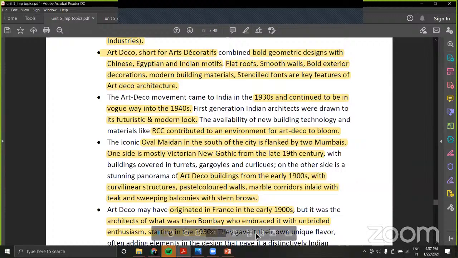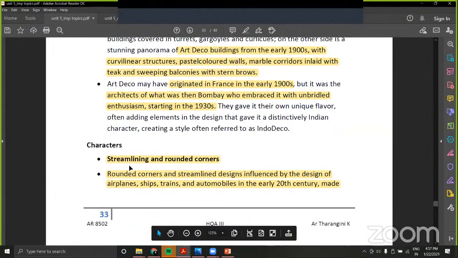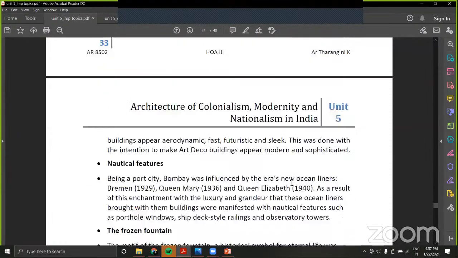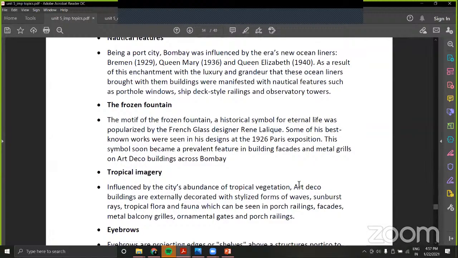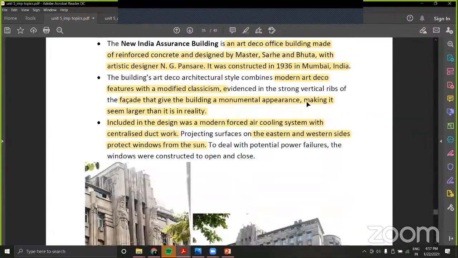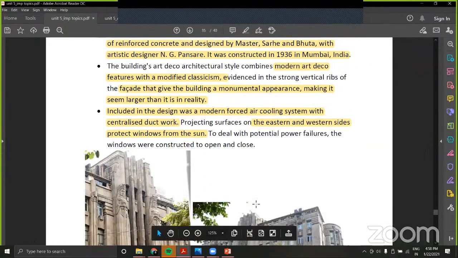sweeping balconies with stained glass. The original characteristics were streamlining and rounded corners, and streamlined design influenced by the design of airplanes, ships, trains, and automobiles in the early 20th century. So we can see the New India Assurance building is an Art Deco office building made with reinforced concrete, designed by masters, and all of it is reinforced exposed concrete.